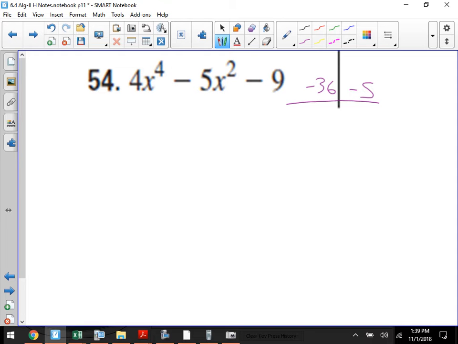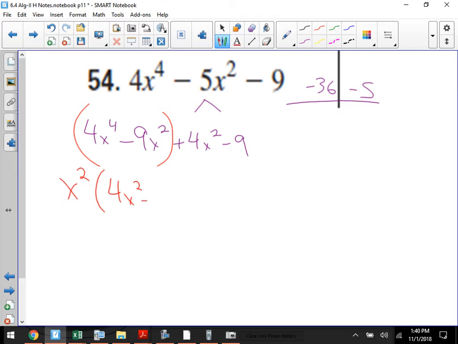Convenient that the numbers are right in front of you. Negative 9 and 4. So you get 4x to the 4th minus 9x squared plus 4x squared minus 9. You okay with that? Group it. All right? Group it, go with GCFs. GCF of 4x to the 4th, 9x squared is? X squared, very good. Then you have 4x squared minus 9. Over here, we just have a positive 1 to take care of.